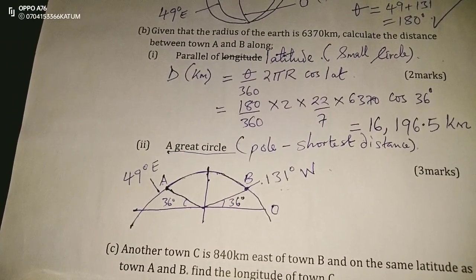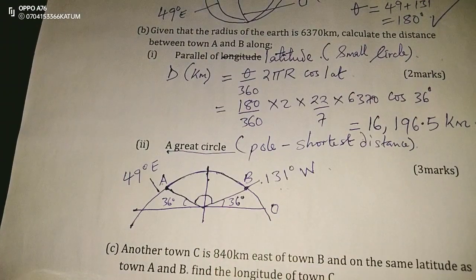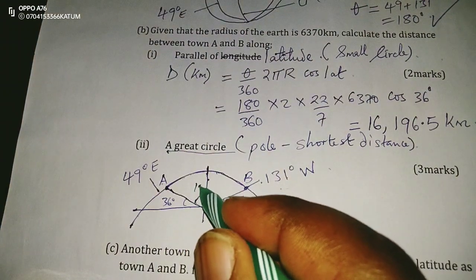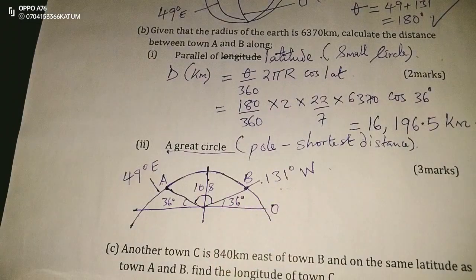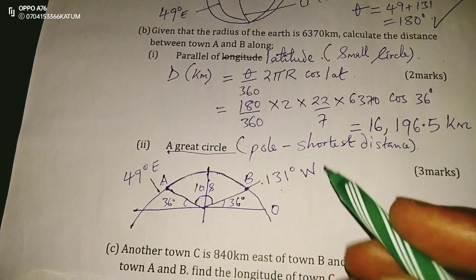Therefore, we can take 180 and we subtract 36 times 2, or rather 72. This is going to be 108. So this is the angle we want, 108 degrees. So now, distance along a great circle, whereby the angle at the center is 108.